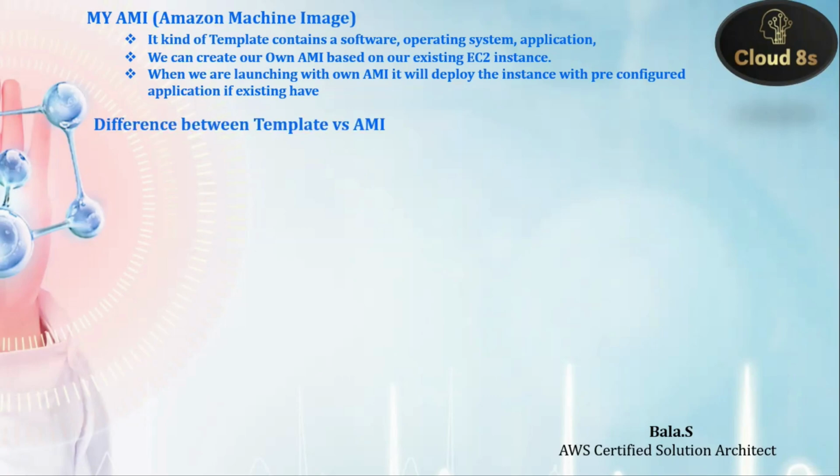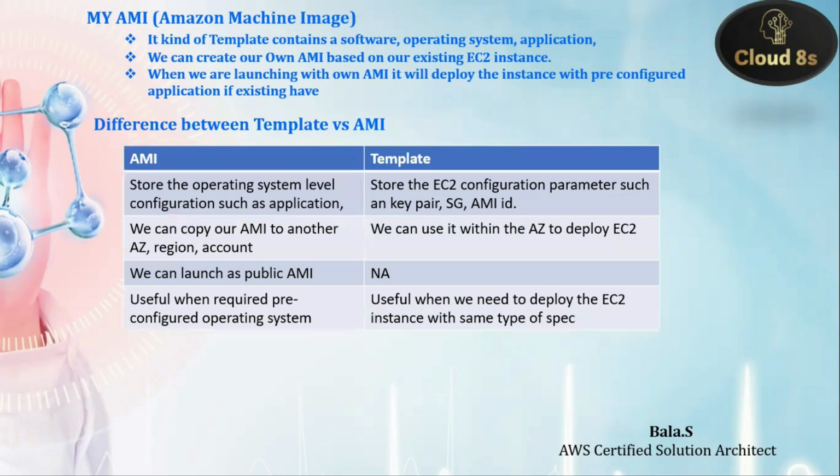Still, you may be wondering: we already have a template, so why do we need to create separate images? If you have any question, we will see it in the next slide. Basically, these are the overall differences between the AMI and the template, and we will see them one by one. An AMI stores the operating system level configurations, such as applications and setup installations, everything. Coming to the template, it stores the EC2 configuration parameters such as key pairs, security groups and the AMI ID. Only these things are stored, but with an AMI, the operating system level is captured.